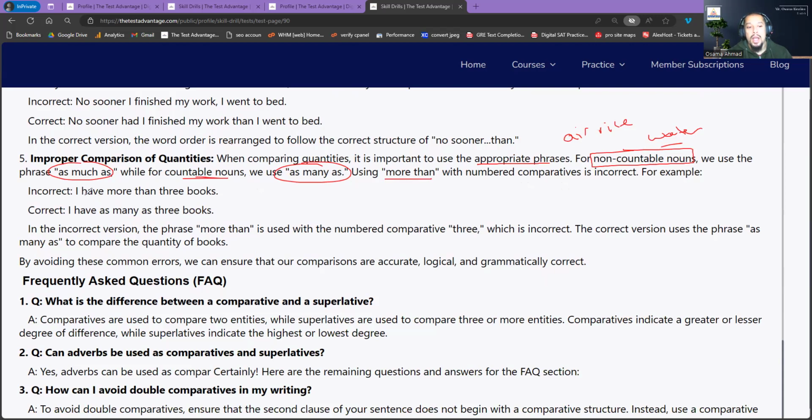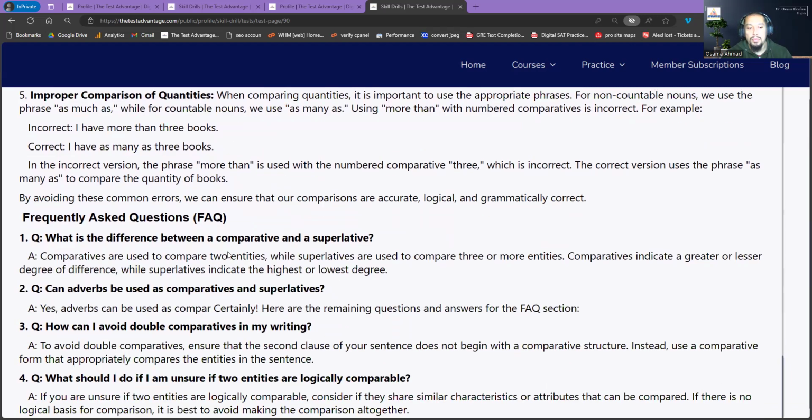Using "more than" with numbered comparatives is incorrect. For example, "I have more than 3 books." No, "I have as many as 3 books." So I can't say "more than" because "more than" compares one thing with another thing. Do not do that. You can't say "I have more than 3 books." On testing, this comes as something that's incorrect.